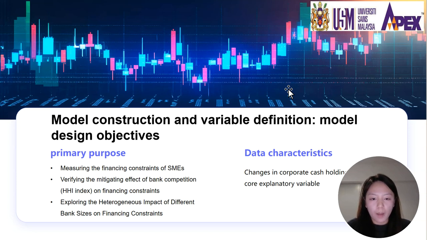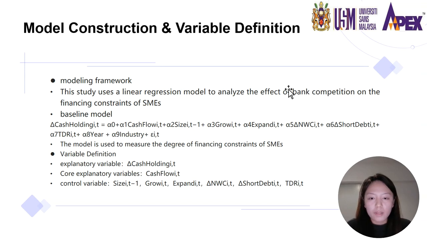The data are characterized by changes in firms' cash holdings as the core explanatory variable. Our study used a linear regression model to analyze the effect of bank competition on the financing constraints of SMEs. The model is used to measure the degree of financing constraints of SMEs.